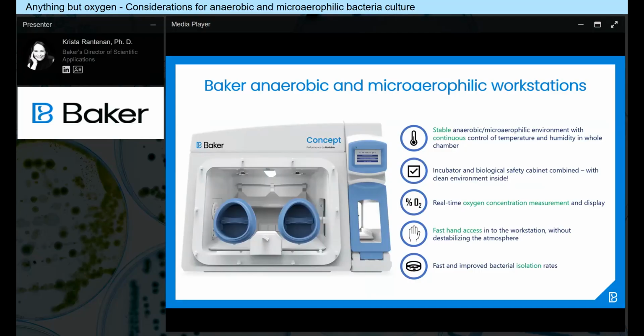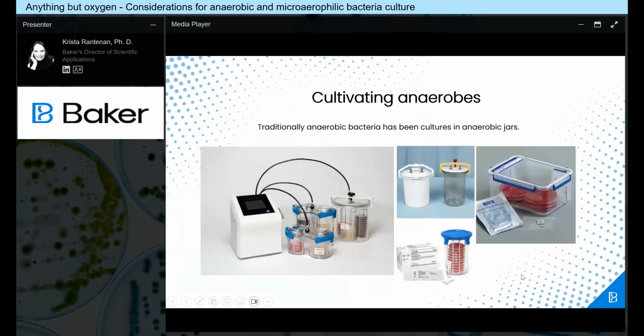Yes, so moving on to the next slide. Very often the anaerobic bacteria are stored, cultured and incubated in these so-called anaerobic jars. These are small containers where you have your anaerobic or microaerophilic conditions inside, and then these small containers are placed in a separate incubator for controlling the temperature.